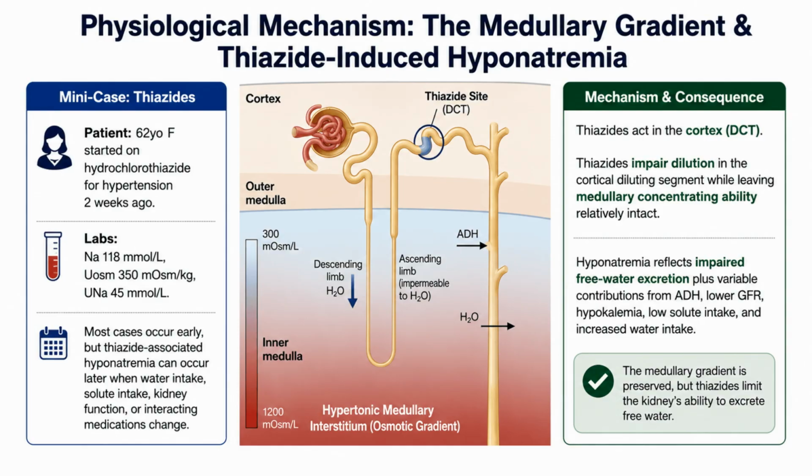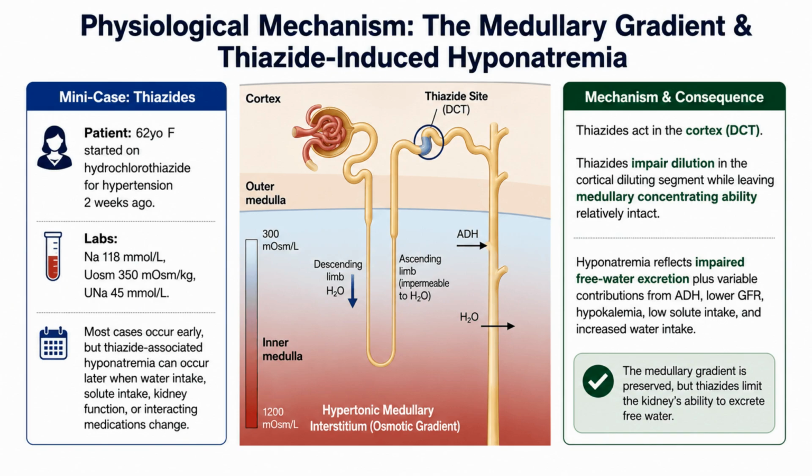The mini case is a 62-year-old woman started on hydrochlorothiazide 2 weeks ago. Sodium is 118 millimoles per liter, urine osmolality is 350 milliosmoles per kilogram, and urine sodium is 45 millimoles per liter. That can look like SIAD. Timing matters. Thiazide-associated hyponatremia often occurs early, but it can appear later when intake, kidney function, or medications change.